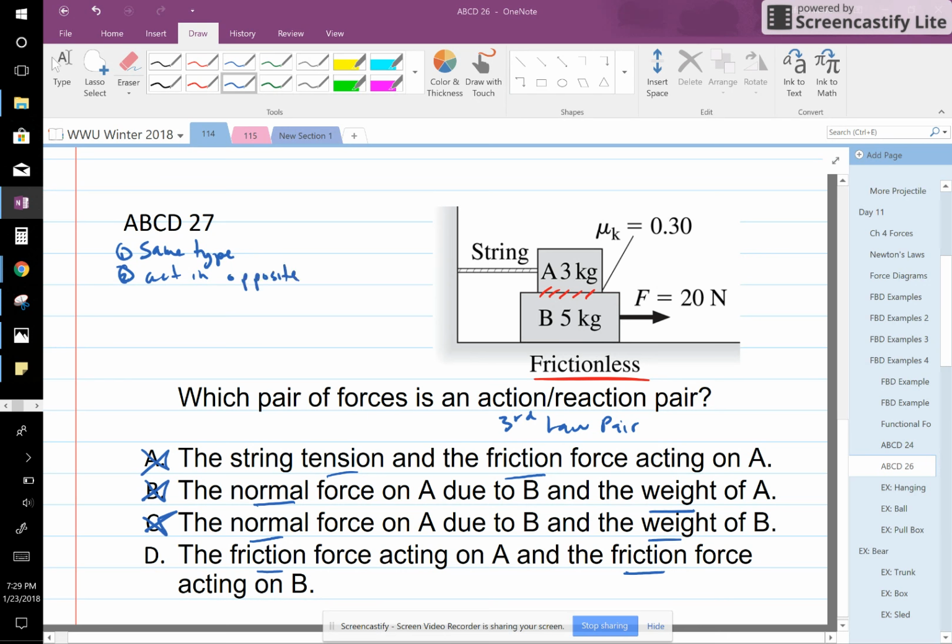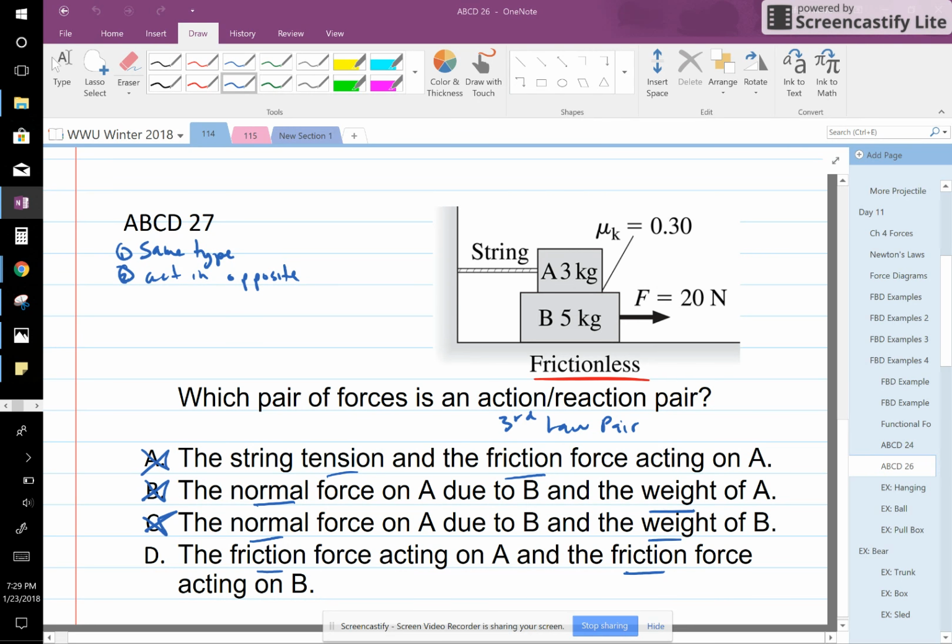Okay, so if we're looking down our last option, it says the frictional force acting on A. Okay, so I'm going to erase my frictional marks. The frictional force acting on A versus the friction force acting on B. So the frictional force acting on B is kind of the easier one to think about.